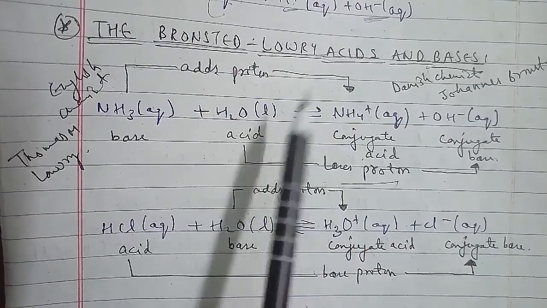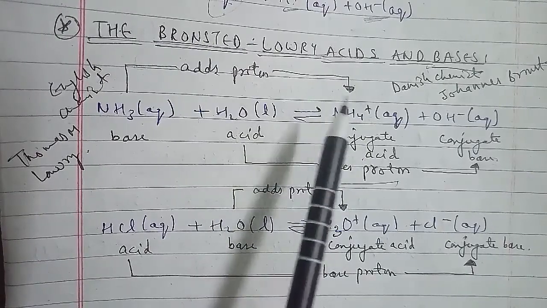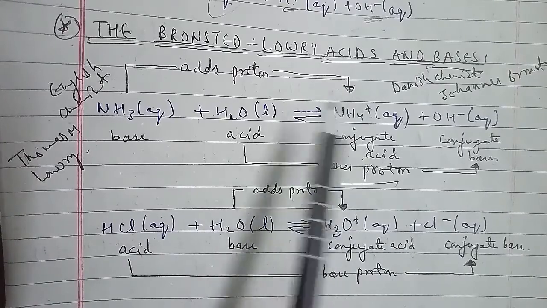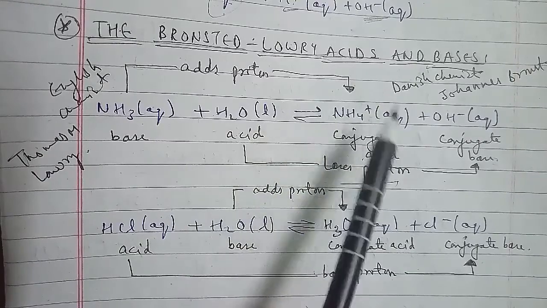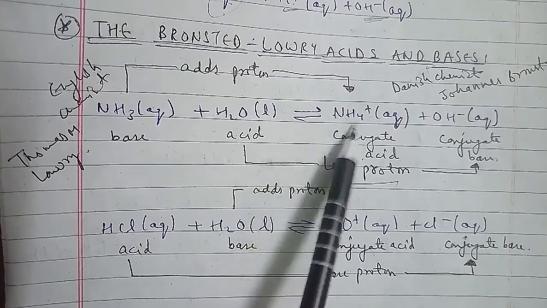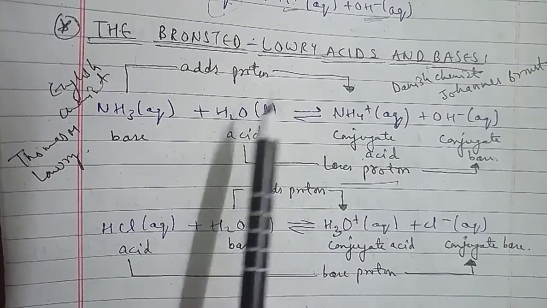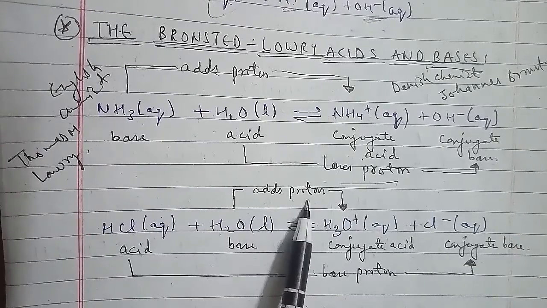So here we have HCl in the aqueous state that acts as an acid, plus H2O in the liquid form that acts as a base. It gives H3O+, which is the conjugate acid, and Cl- (aq), which is the conjugate base. From the base to the conjugate acid, it adds a proton, and from the acid to the conjugate base, it loses a proton.